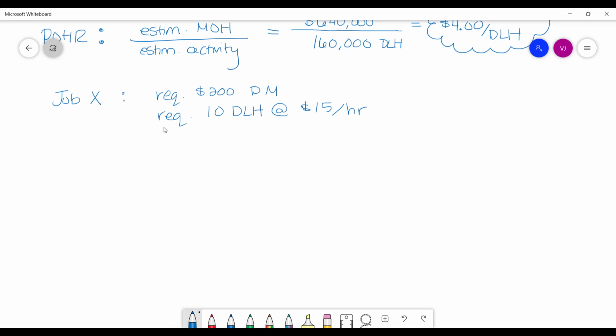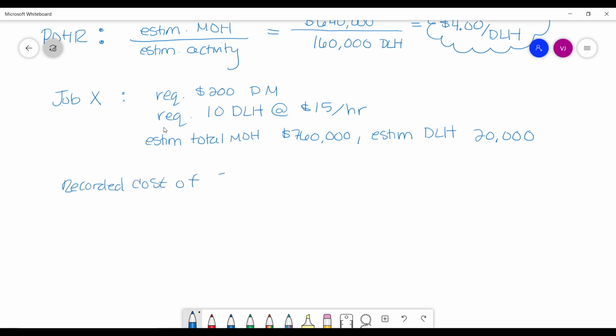And also required 10 direct labor hours at $15 per hour. Okay. The company also estimates total overhead for the year was $760,000. That was the estimated amount for the year. And the estimated direct labor hours were 20,000. So we want to figure out what would be the recorded cost of job X.